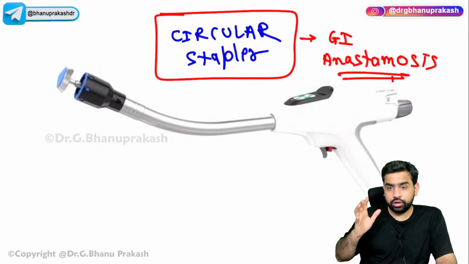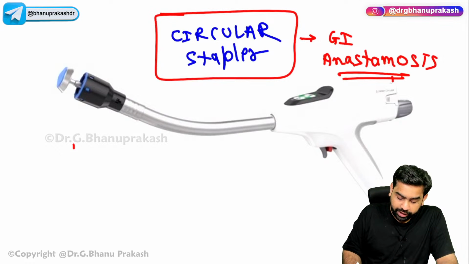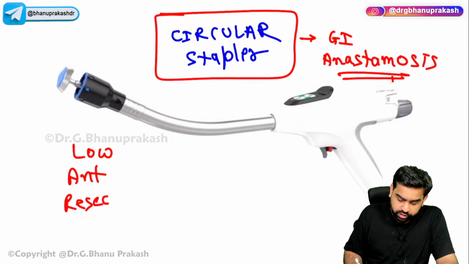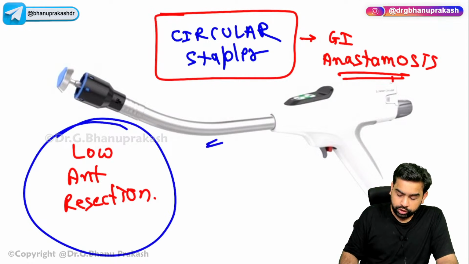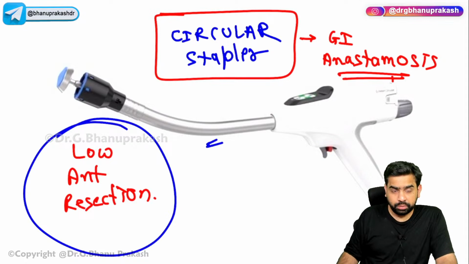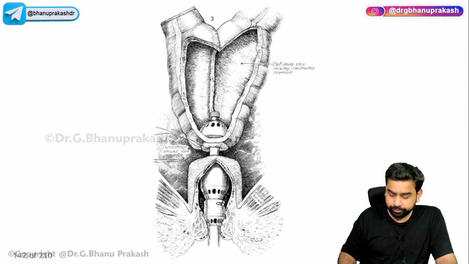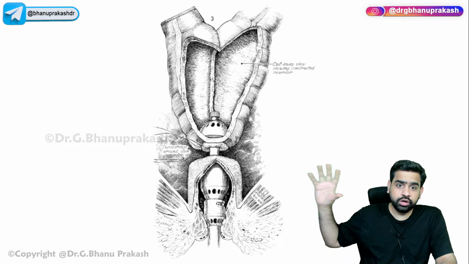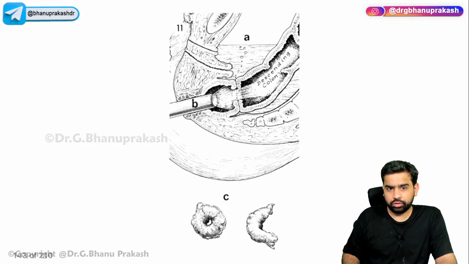This is very, very commonly used; the surgery cannot be done without this particular stapler. What is this? That is a low anterior resection. This particular procedure cannot be completed if you're not using this particular stapler. Do you understand my point? We need this stapler for that. I hope you're able to understand this point. So this is how you use the circular stapler to do the bowel anastomosis. That's not a very big deal.